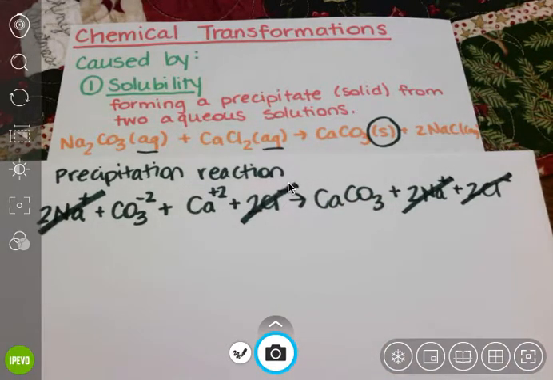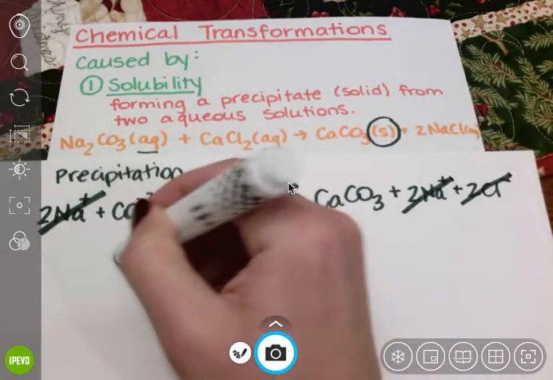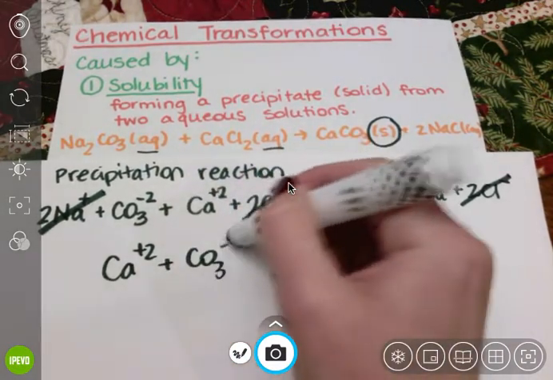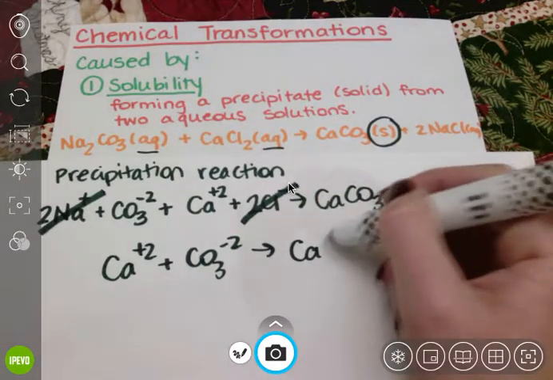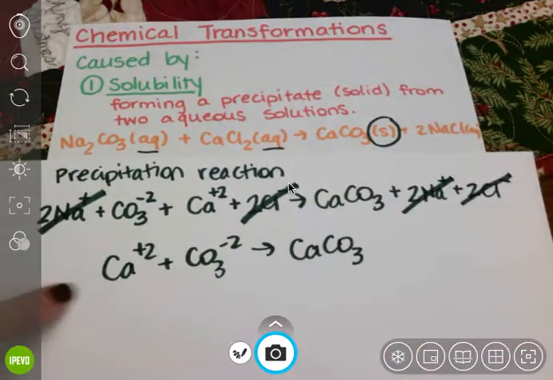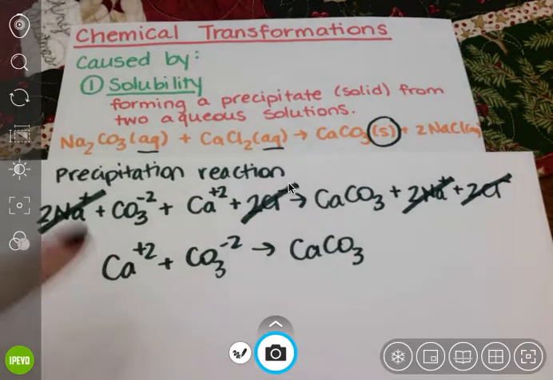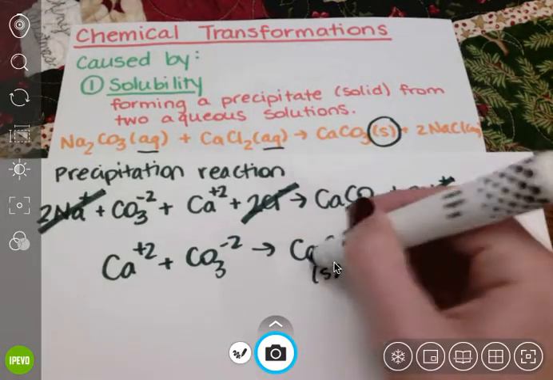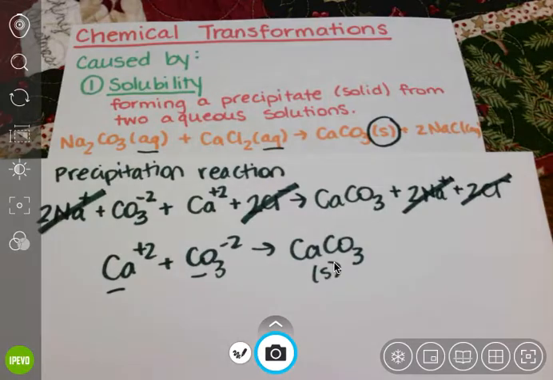That leaves us with our net ionic equation. Calcium plus carbonate makes calcium carbonate. And that's the only thing that's actually happening in the reaction. So remember that net ionics are kind of small, and they just take the thing that's solid and the 2 ions that make it up. Okay? Now let's talk about our next one.